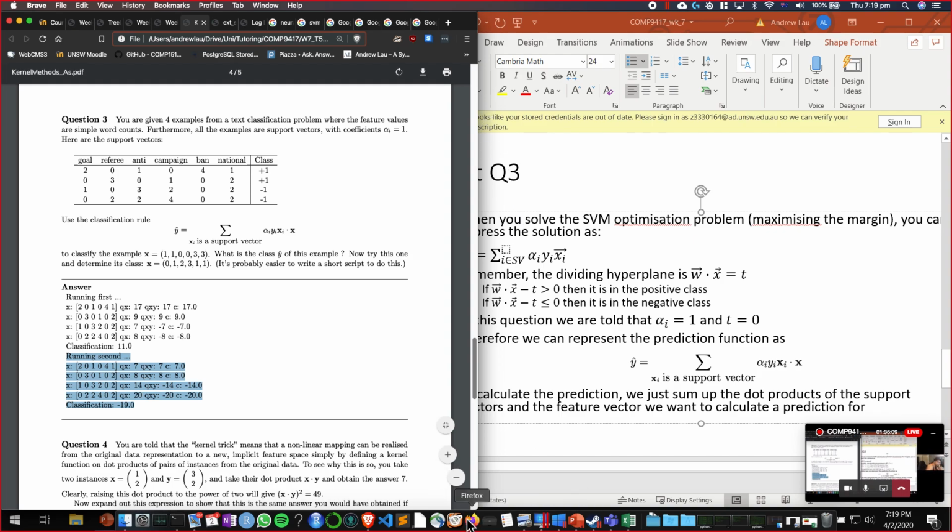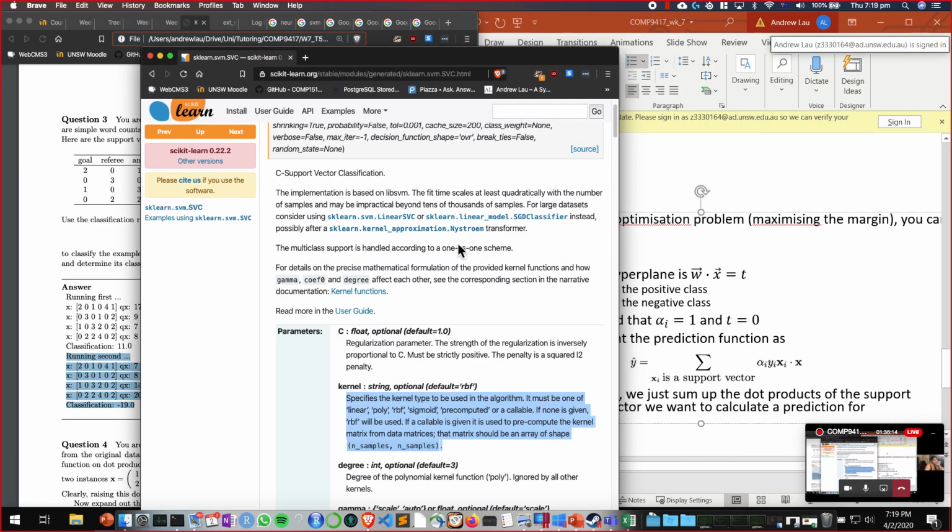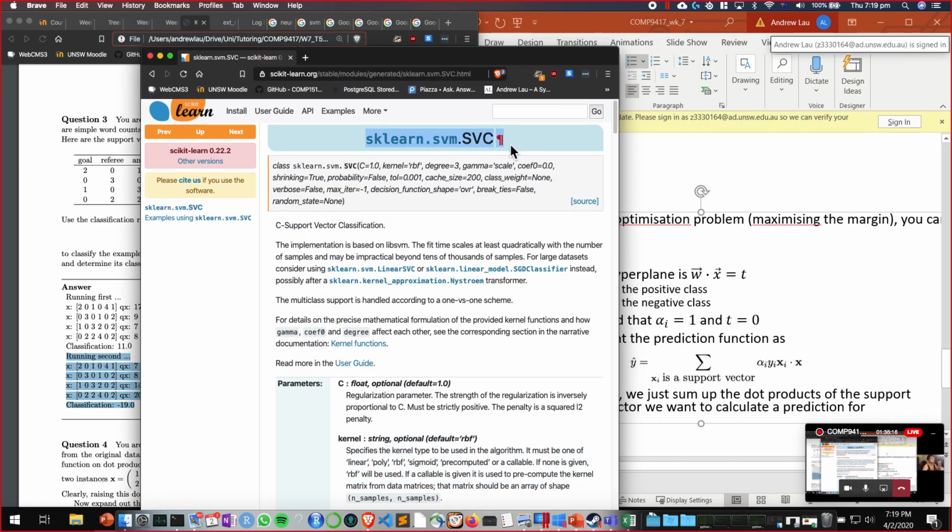Now again, of course, when you do this in practice, you don't do it by hand. You get scikit-learn to do all this stuff for you. You instantiate this guy, and then you'd fit, I guess.